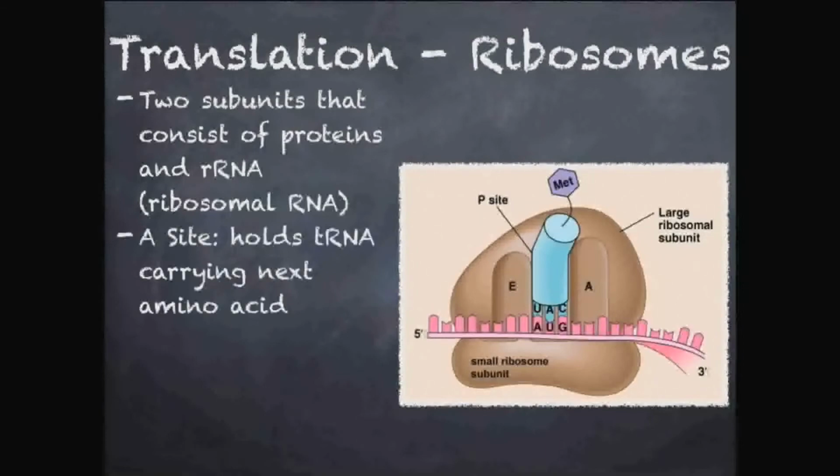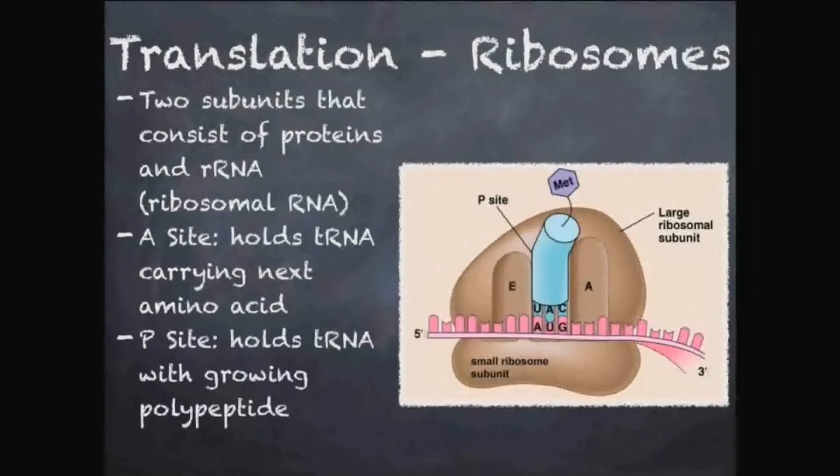And the A site, right, enters. It holds the initial tRNA. P site is where the tRNAs grow. And then the E site's where they exit.